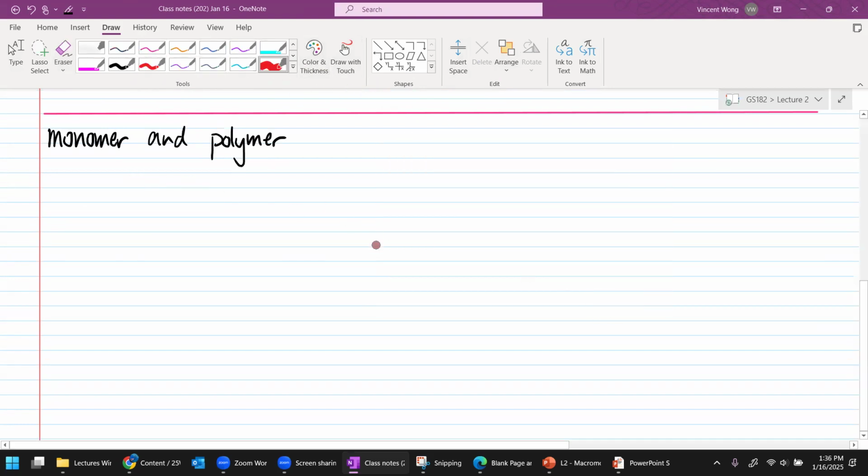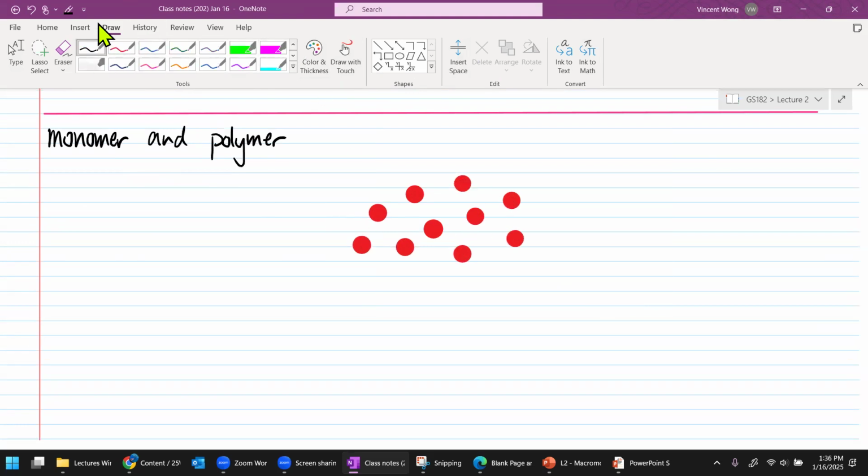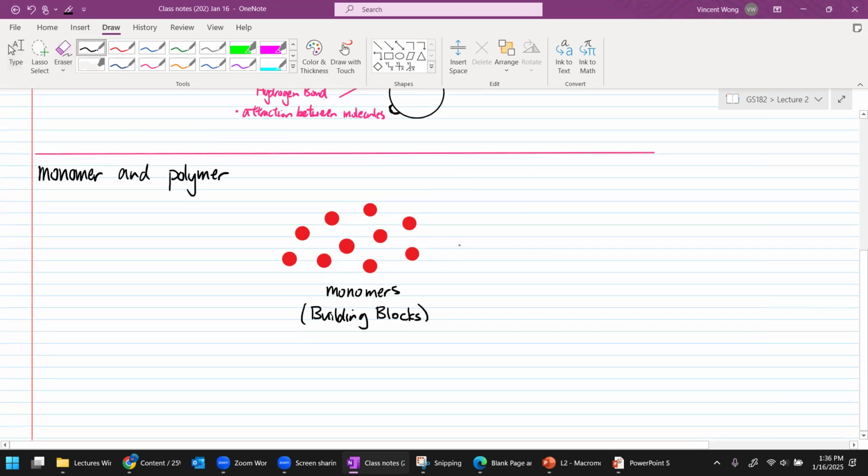So monomers are basically individual building blocks. They are not linked together. They're not connected together. Think of making a bead necklace, right? The individual beads, these are monomers. They are building blocks. And you can connect them together to build a long chain.